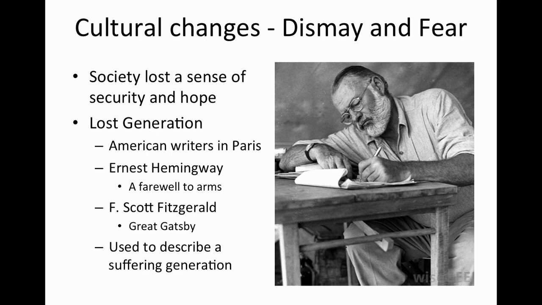Ernest Hemingway was a famous Lost Generation writer. If you've ever heard of his stories, probably one of our greatest writers. The Old Man and the Sea, A Farewell to Arms. F. Scott Fitzgerald wrote The Great Gatsby. You've read that, right? He's, again, part of this lost generation of writers. And again, they were describing or representing this suffering generation. So again, cultural changes in addition to the economic and political changes that were occurring.